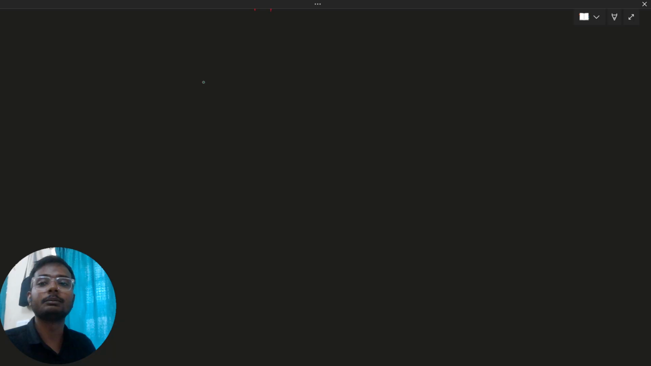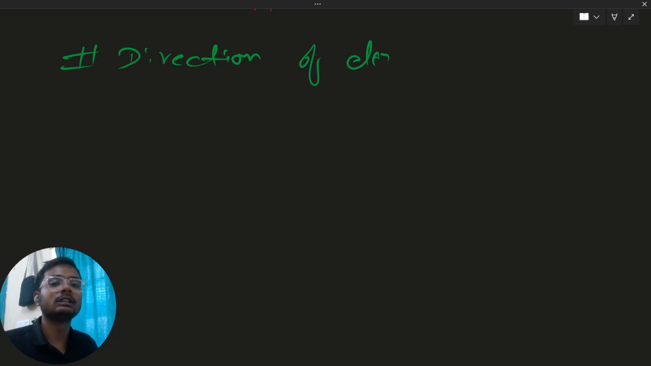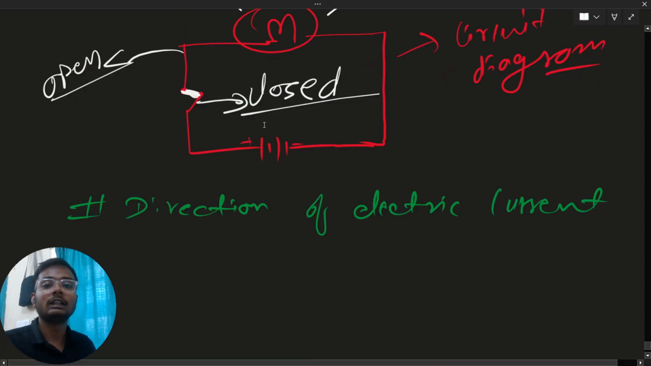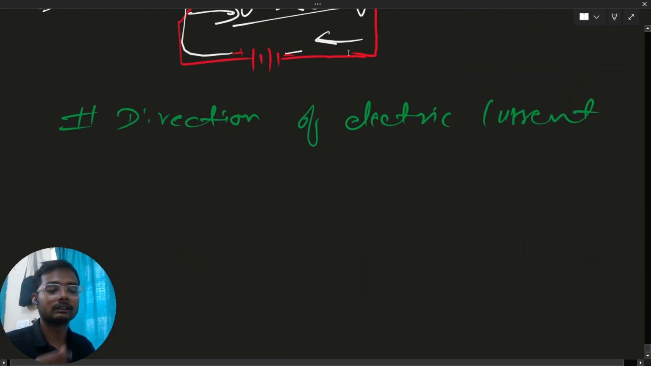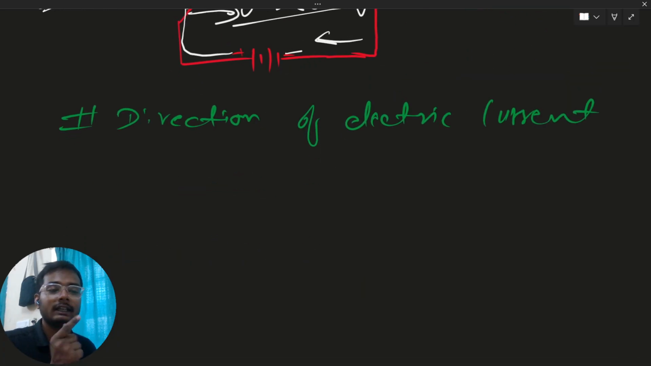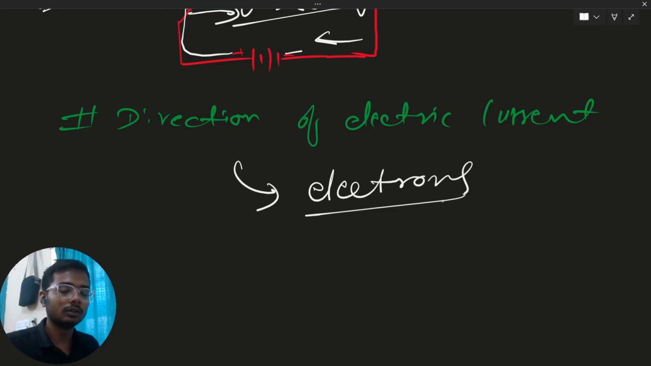Very important. Direction of electric current. Acha. In the last one, when I showed you, this is the positive and this is negative, and the charge goes from positive to negative direction. Okay, charge goes from positive to negative direction. But the question is, electric charge or electric current is nothing but the flow of electrons.